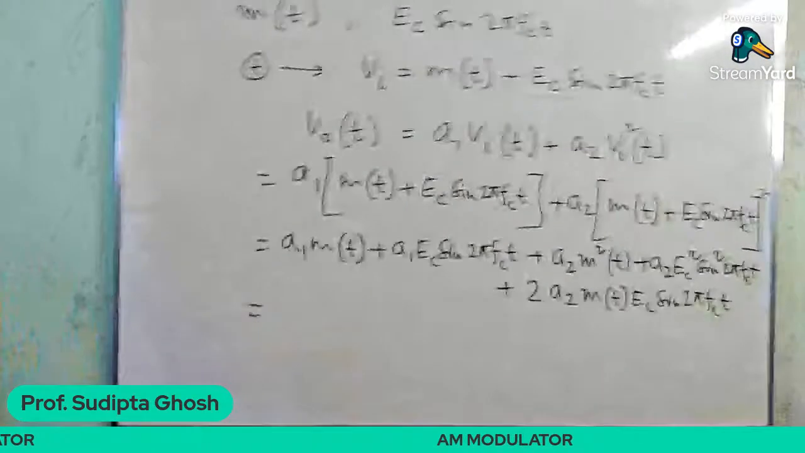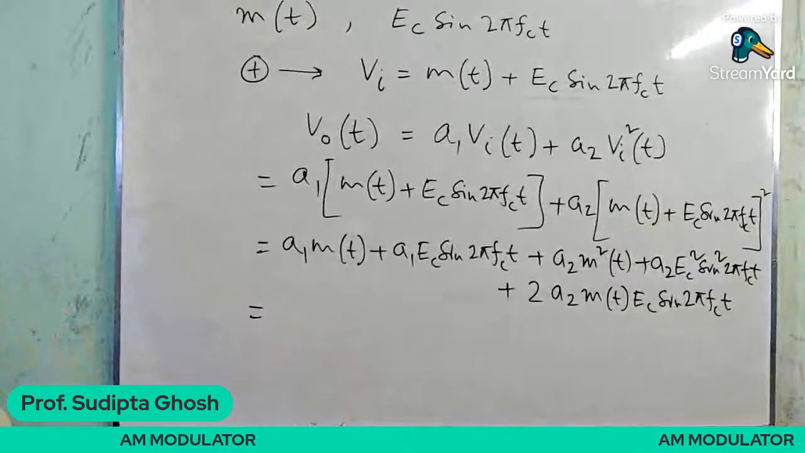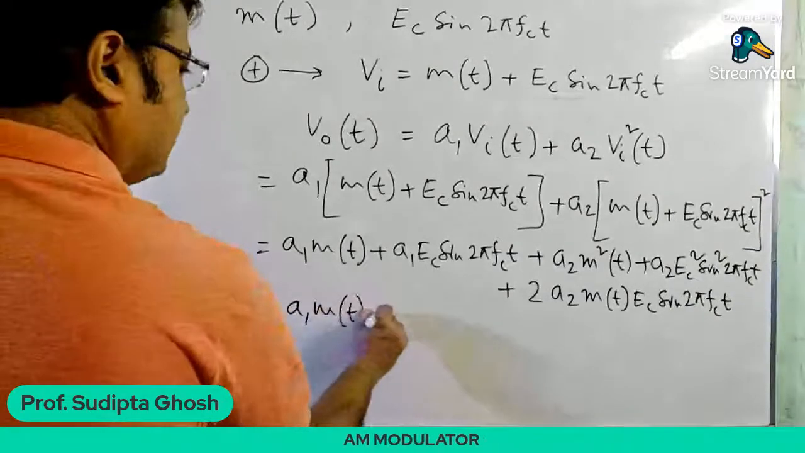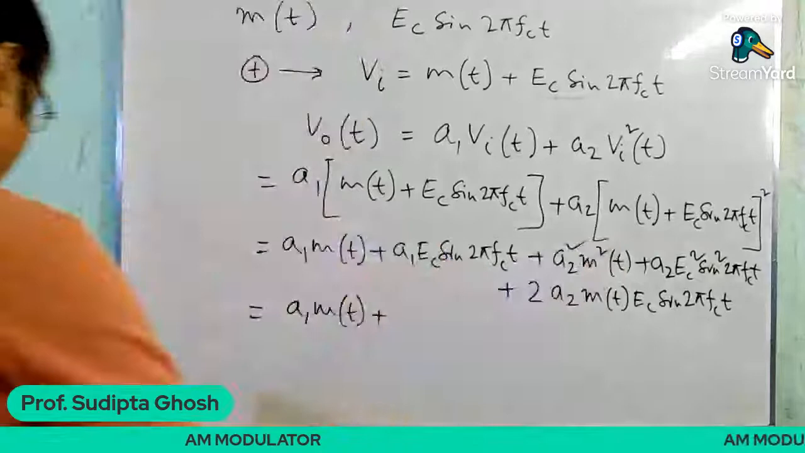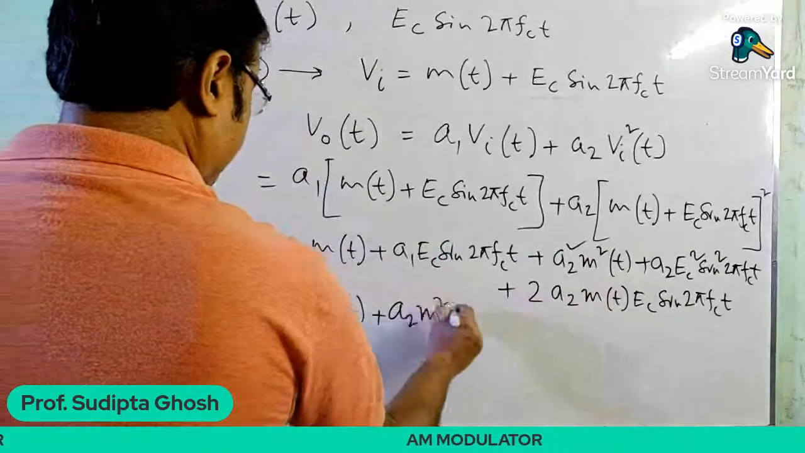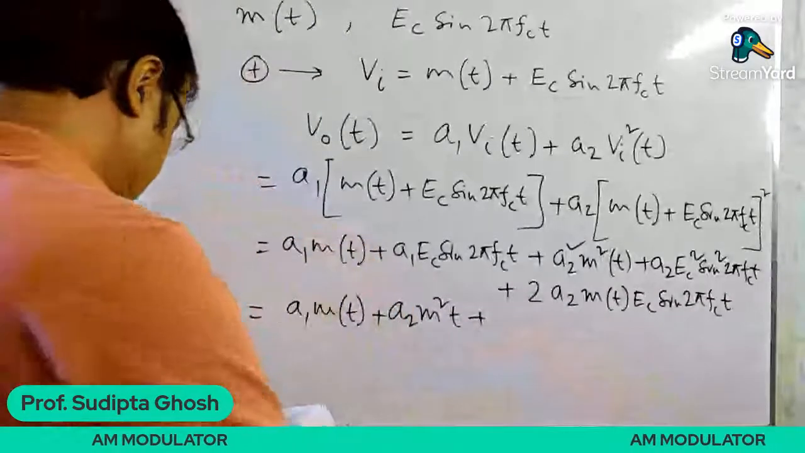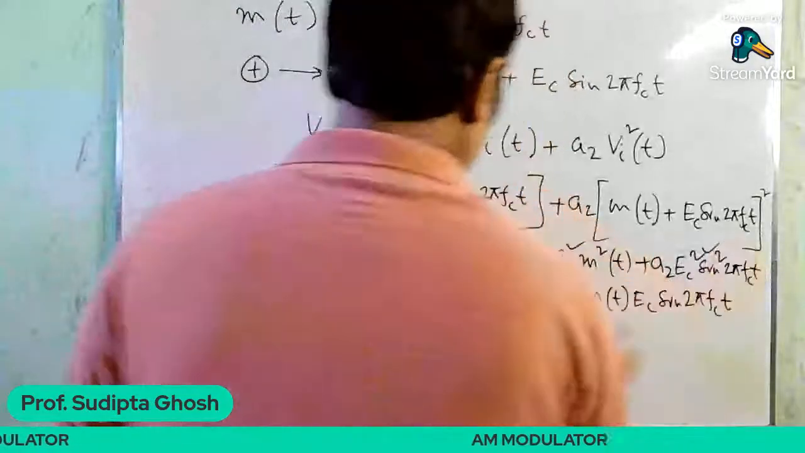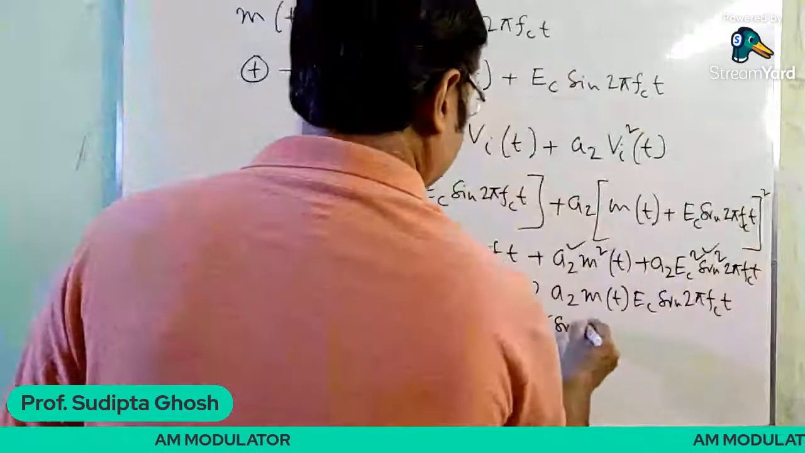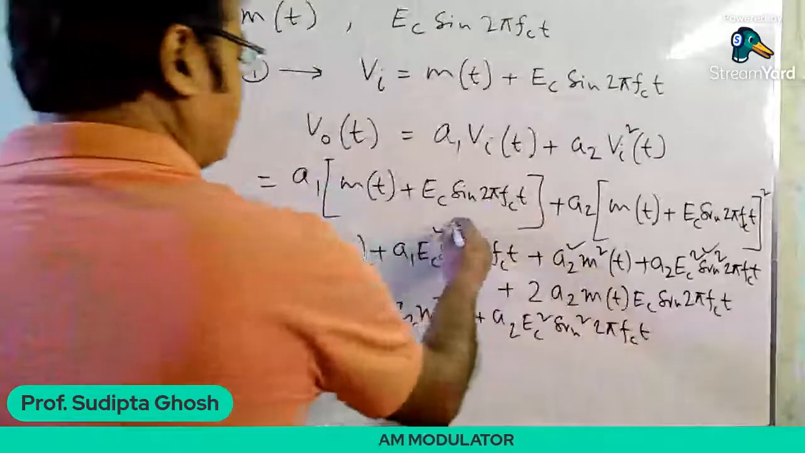Now let's move on to take some terms. The first term I have written is A1 MT. Then take this term, that is A2 M square T. Then A2 EC square sine square twice pi FCT. So we are left with these two terms.